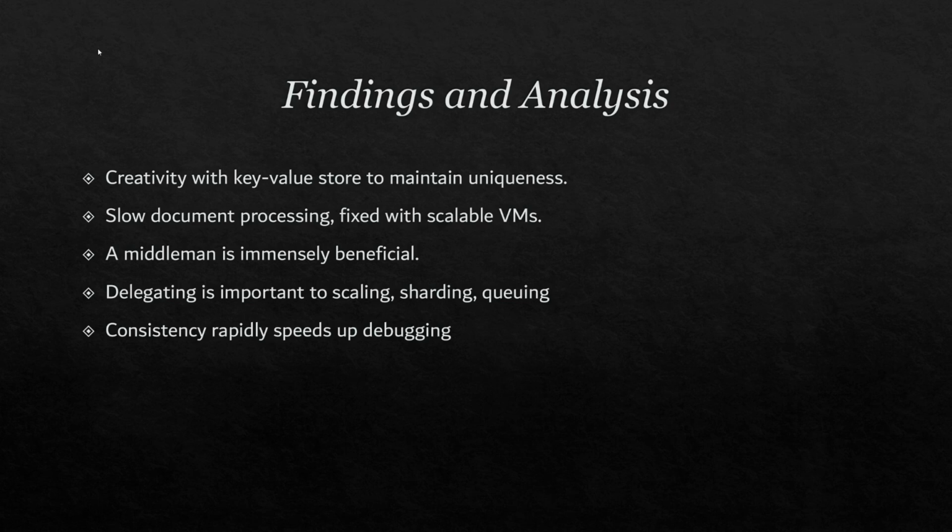I also learned that middleman is immensely beneficial. This means having that API handling all the requests for you, and then also delegating to other things such as the queue and the worker node, and not vertical scaling with just having one supercomputer do everything. Delegating them to other nodes works the best, as well as consistency rapidly speeds up debugging. So for example, having that UI have consistent calls to the API ensures that I didn't mess up when typing any of my API calls, and it lets me quickly isolate the issue.